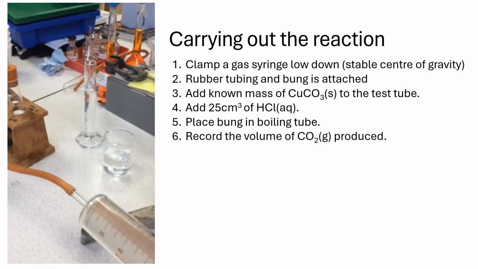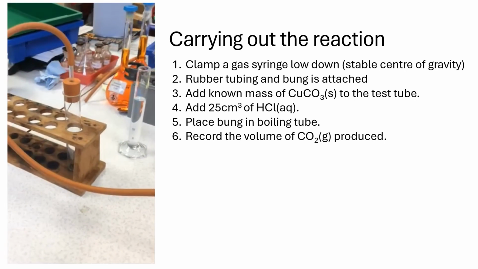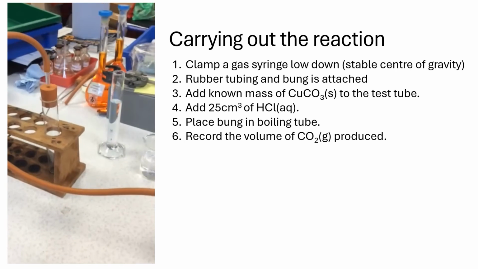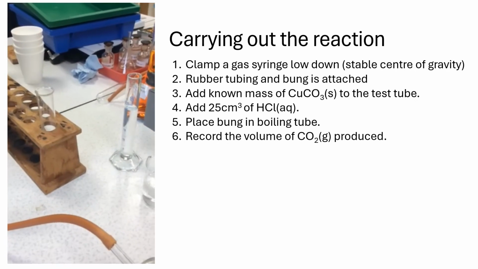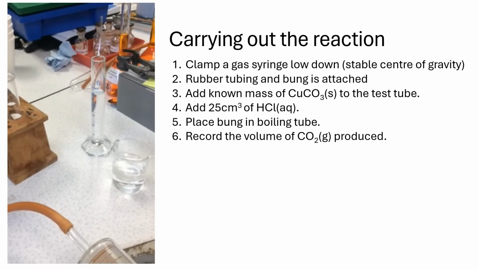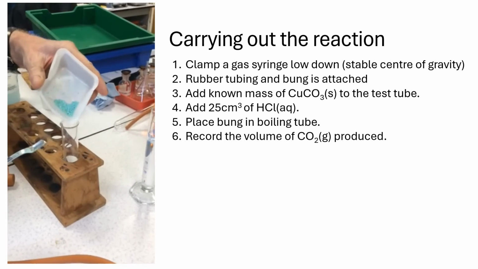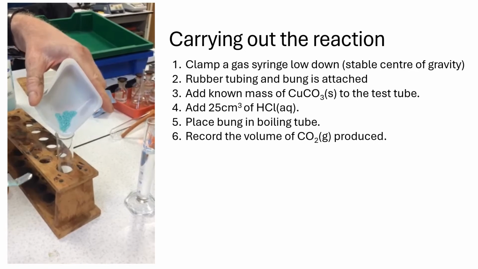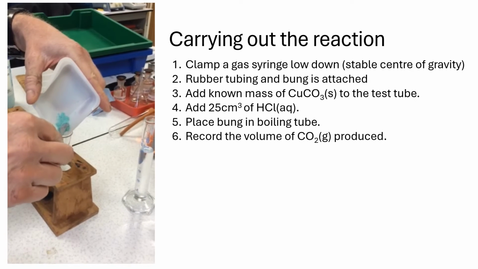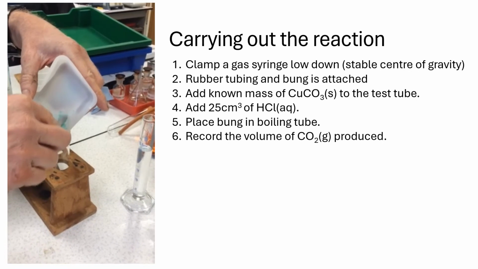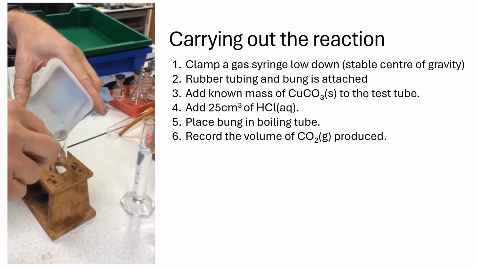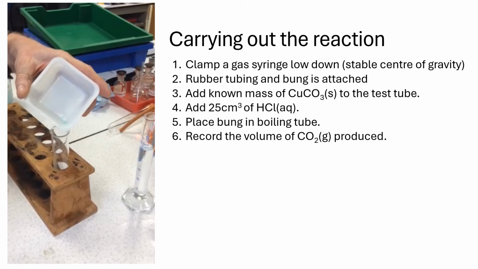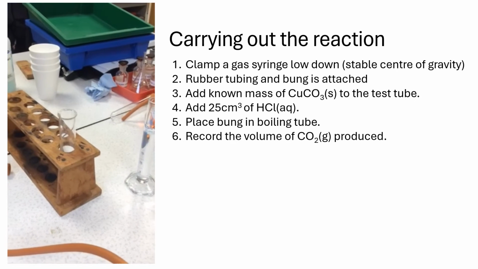So I clamp a gas syringe and there's a rubber tubing and a bung attached. I add my known mass of copper carbonate, so my 0.55 grams, from the weighing boat, and I get as much in there as I can, using the spatula to just pull it out and drag it out gently. Then I'm going to add 25 centimeters cubed of HCl. You can see that in the measuring cylinder.